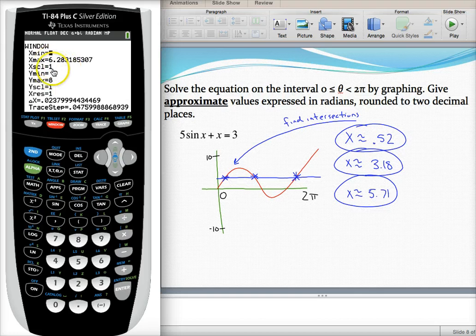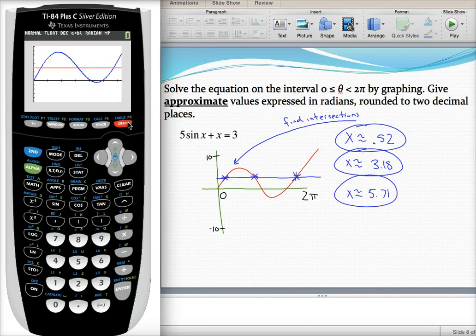I've changed my y window a little bit, but it doesn't really matter as long as you can see the intersections of your graph. So there is the blue curve, which represents the sine part of the equation, and that horizontal red line represents the 3. So every time those curves, those lines intersect, I have another solution. So it looks like I have 3 total solutions.